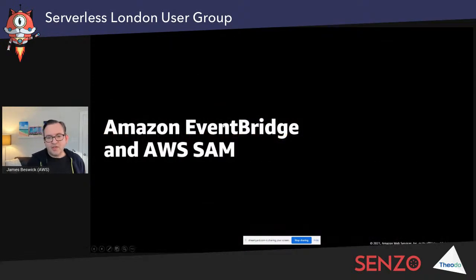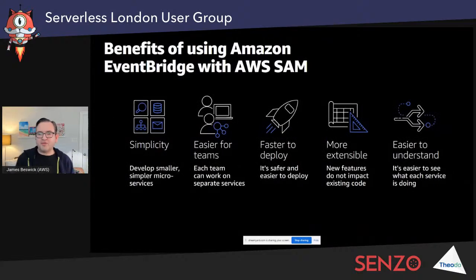So I just wanted to spend a couple of moments talking about SAM, because we've seen a couple of SAM templates used in these examples. And there's some real benefits of using SAM when you use EventBridge. First, you can build smaller microservices that communicate using events, and you can deploy those using SAM, which really helps with simplicity. If your organization has teams of developers working on separate services, it allows each team to be in control of their own part without needing to step on each other's code.